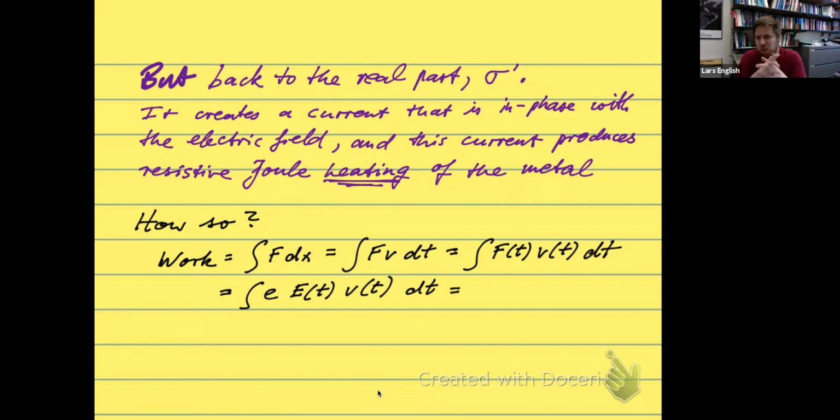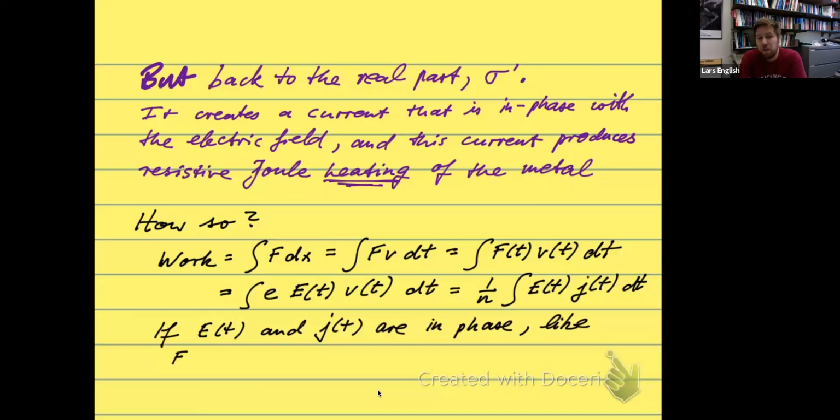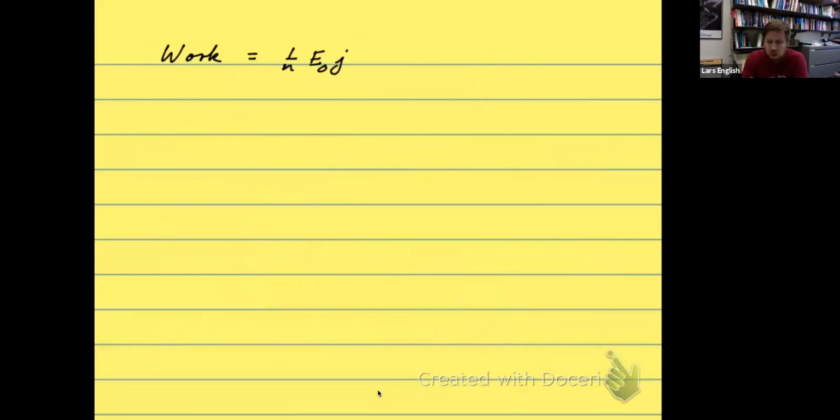And so here, I'm just inserting what we know the force to be. That's e times the electric field. And the velocity is related to the current density. And so I can write this integral as 1 over the number density times the integral of E times J over time. Now, if E and J are in phase, for instance, the electric field is E naught times cosine of omega t, and the current density is J naught times cosine of omega t, then if I plug that back into the integral, the work would be proportional to the integral of cosine squared, because we get the cosine term from both the E and the J contribution.